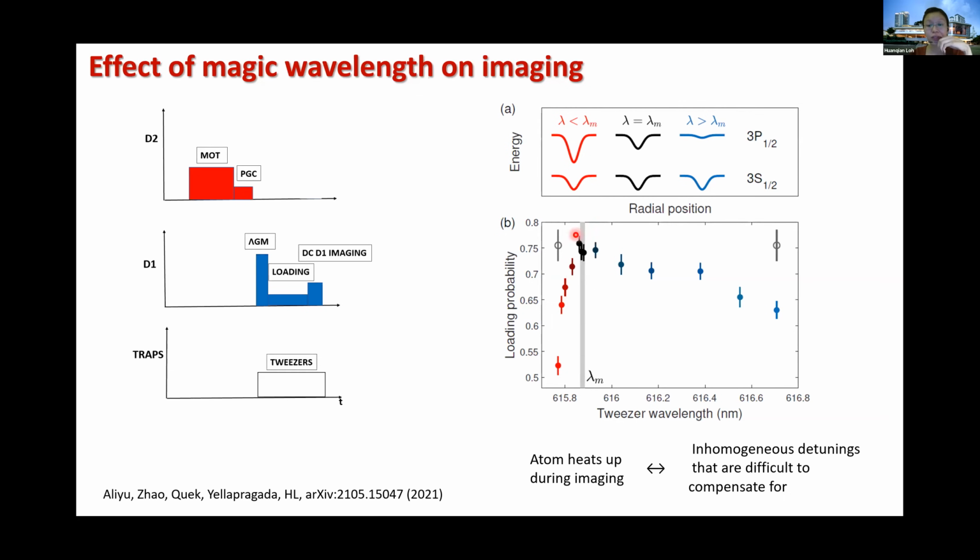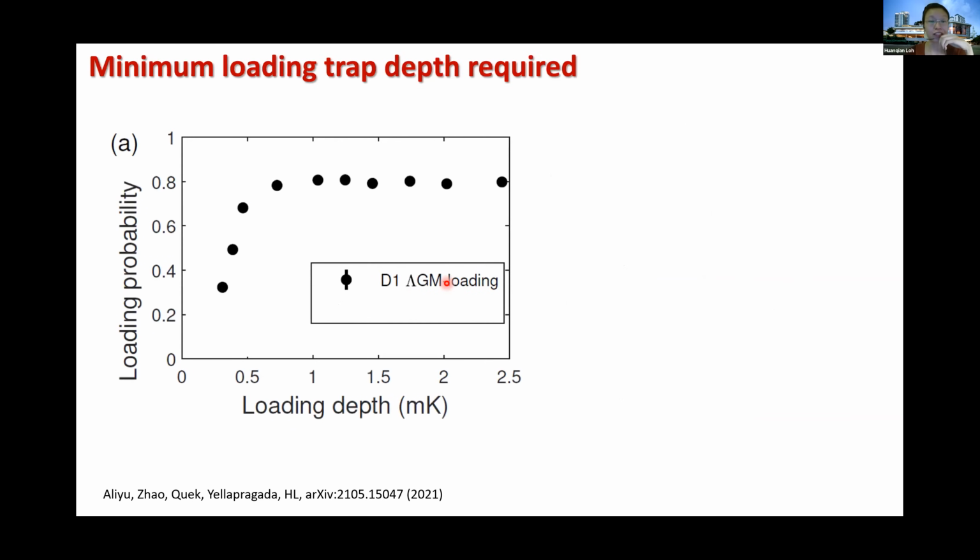The nice thing is that this also gives us a sense of the region of forgiveness where we're able to operate our tweezer wavelength. So maybe something like 0.05 nanometers around the magic wavelength is still okay to get a high loading probability, which accounts for both the loading efficiency and the imaging efficiency. This region of forgiveness is expected to become more forgiving as you go to lower and lower trap depths. So the next question for us naturally is to figure out the minimum loading trap depths and also the minimum imaging trap depths that are required.